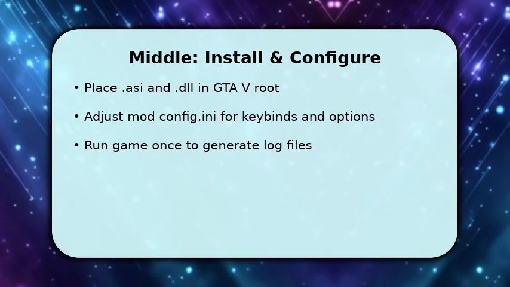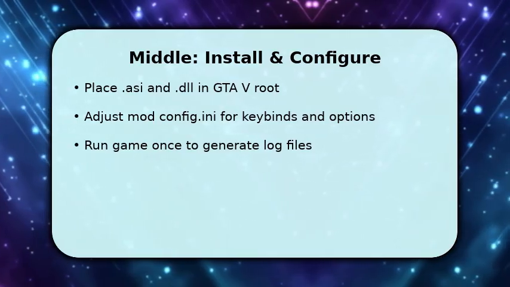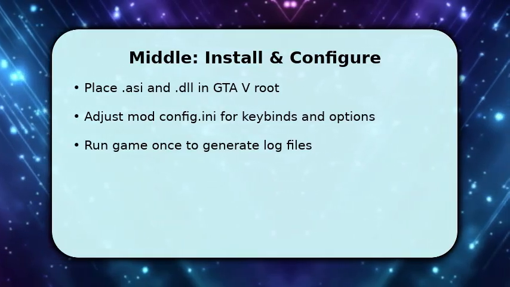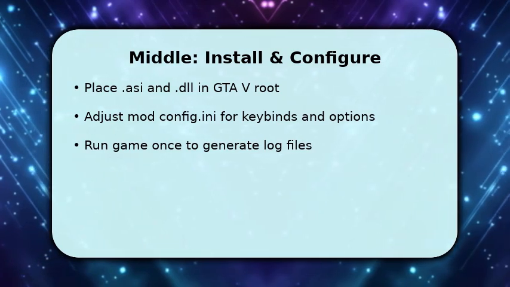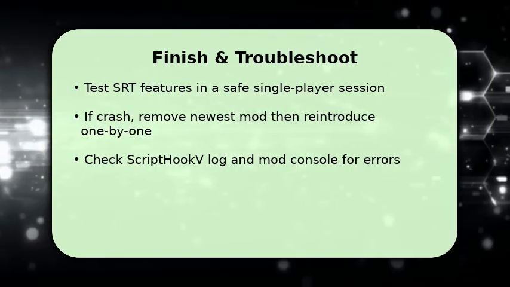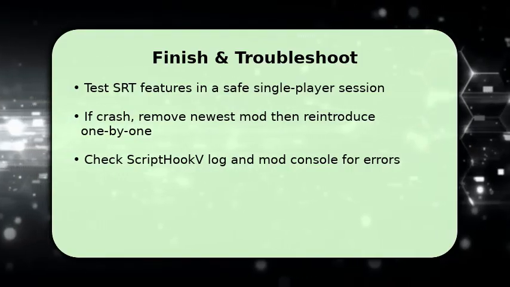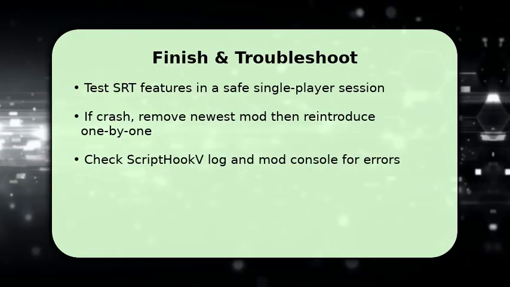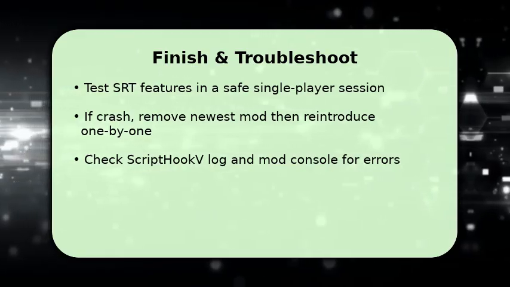Once configured, launch GTA V once to let the mod create logs and data files, then quit and confirm the files updated properly. Finish by testing SRT in a single-player session so corrupt saves or online flags won't interfere. Use the configured keybinds and verify overlays or outputs appear.